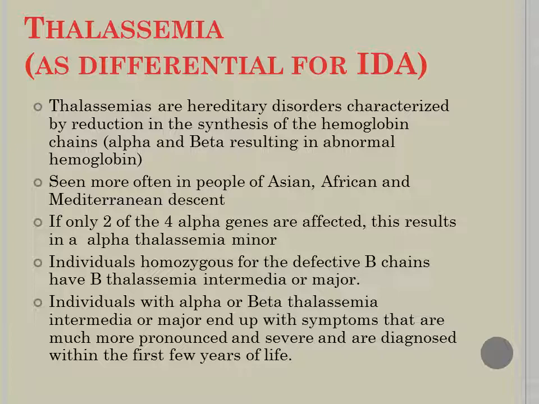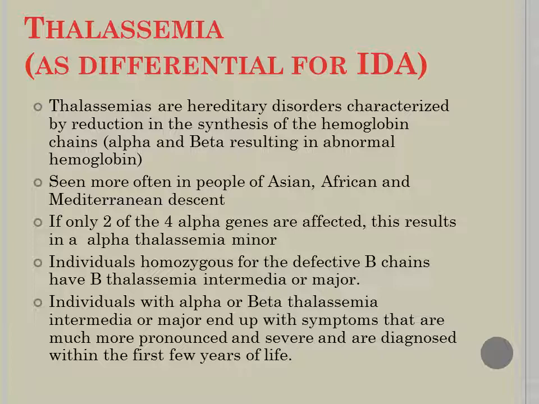In contrast, I guess we could say, with beta globin chain, the only gene for the beta globin chain is inherited from each parent. So the mutation or the deletion of one of these genes results in beta thalassemia minor or beta thalassemia trait, which is characterized by a mild anemia that is usually asymptomatic. You'll see this more in people of Asian, African, and Mediterranean descent.